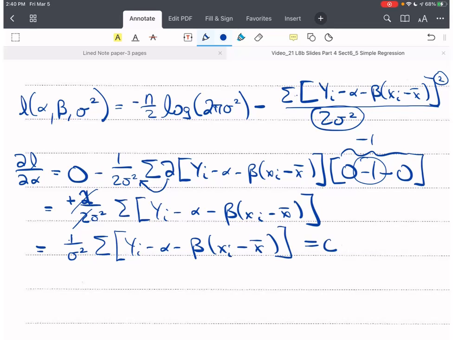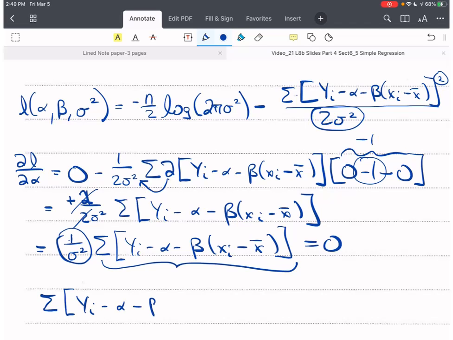And I can set that equal to 0. Now, this 1 over sigma squared is just a constant, so it will never be 0. I could multiply both sides by sigma squared, or I can just say that's one term and it can't be equal to 0. So what must be equal to 0 is this summation. So I'm going to set this summation equal to 0.